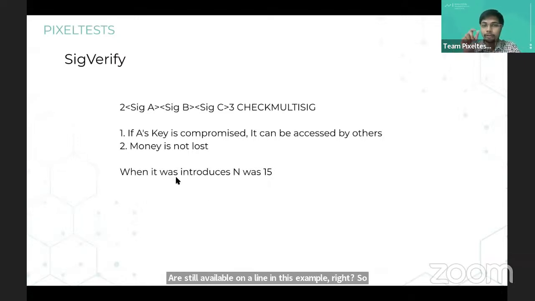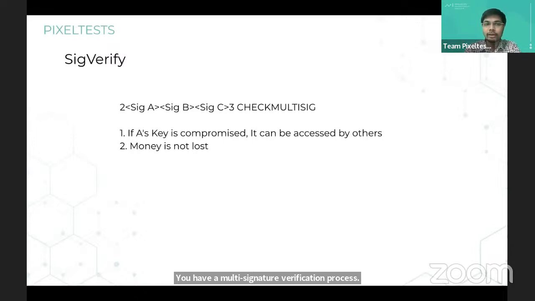What is the upper limit of N? Like how many signatures in total? When it was introduced, N was 15, meaning you can have 15 signatures altogether and you can do a multisig check, like 2 out of 15, 3 out of 15. So 15 is the max. If you wanted a joint account, by that analogy, you don't have a joint account here, you have a multi-signature verification process, right?